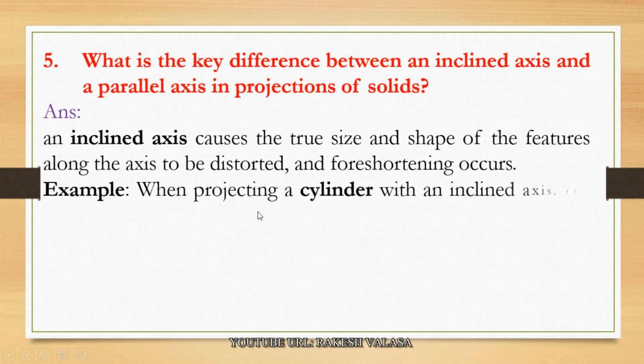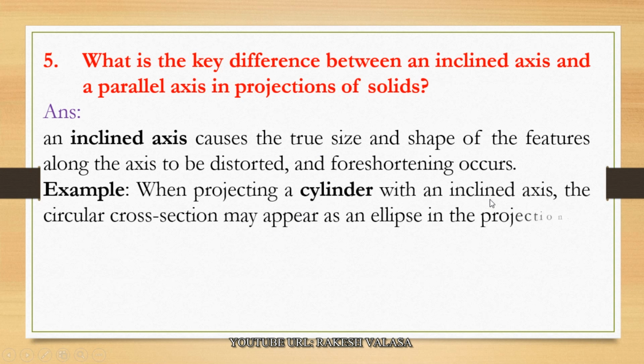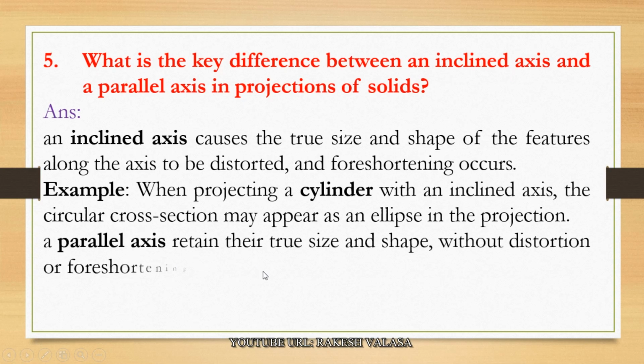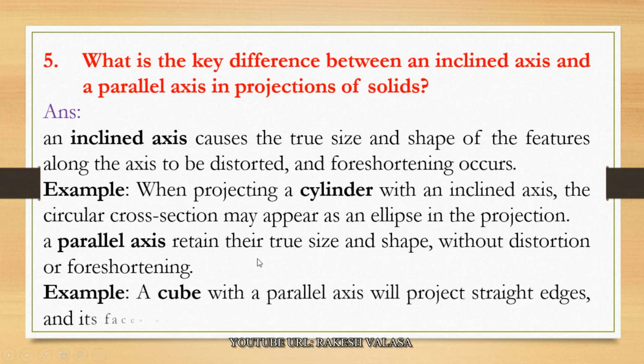For example, when projecting a cylinder with an inclined axis, the circular cross section may appear as an ellipse in the projection, whereas a parallel axis retains its true size and shape without distortion or foreshortening. For example, a cube with a parallel axis will project straight edges, and its faces will appear in their true shape. That is the difference between an inclined axis and a parallel axis in projections of solids.